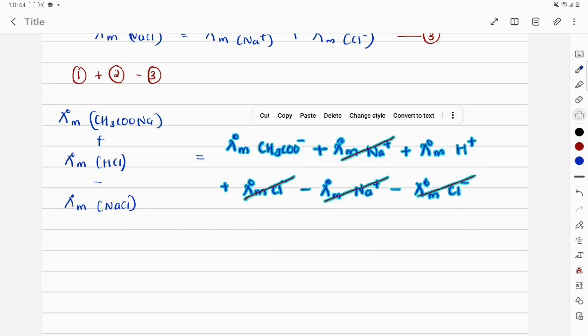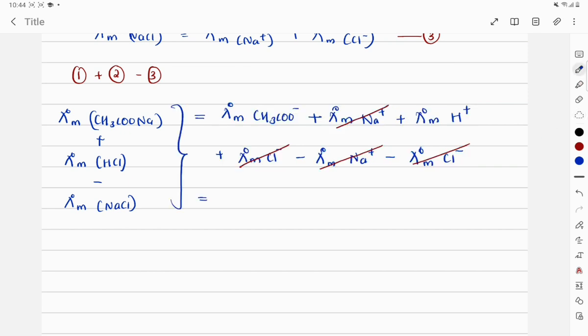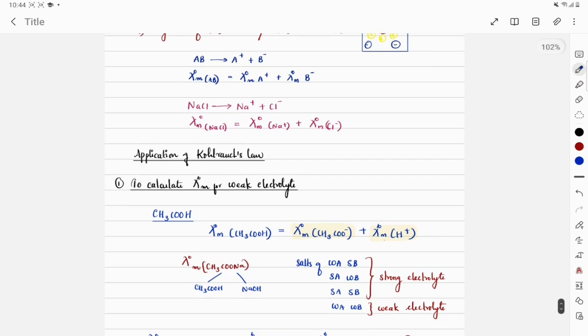What is left is just what is actually required for acetic acid, which means this is lambda 0m CH3COO minus plus lambda 0m H plus, which is actually equal to lambda 0m for CH3COOH, which is a weak electrolyte. So therefore, from the lambda 0m values for three different strong electrolytes, using their common ions, we have found the lambda 0m value for a weak electrolyte. And this is the first application of Kohlrausch's law.